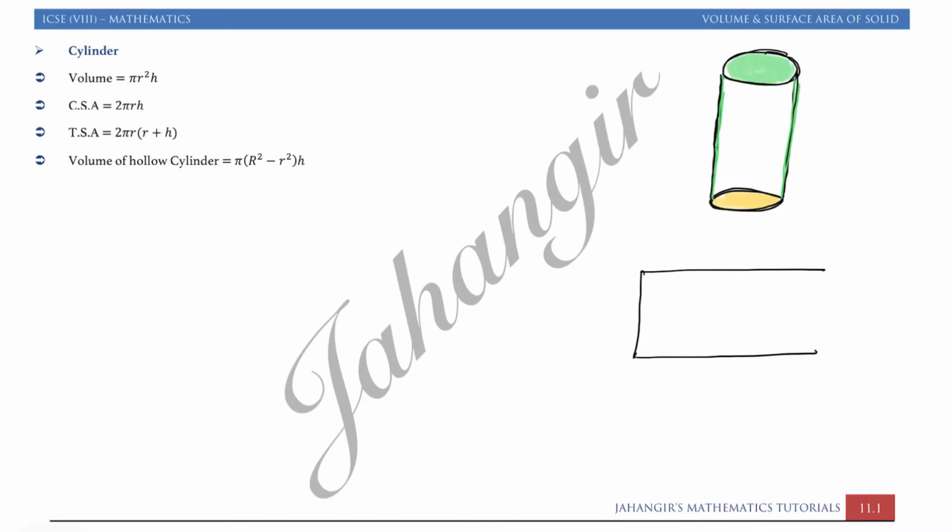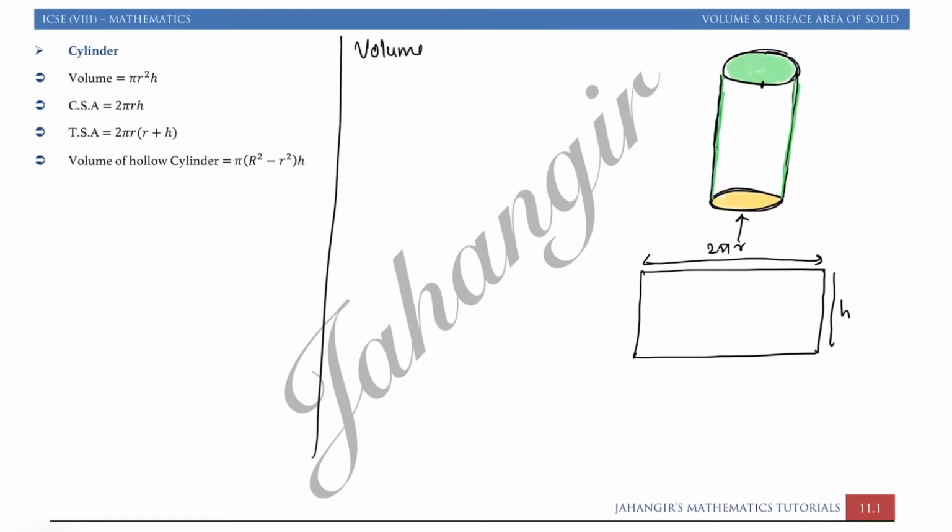So if you cut this cylinder, what will you get? You will get a rectangular paper whose length we can say is 2 pi r, because it is equal to the circular base, and this is the height. So the volume of a cylinder is equal to pi r square h, that is, the area of the circle, pi r square, into height. This is the height, from here to here.